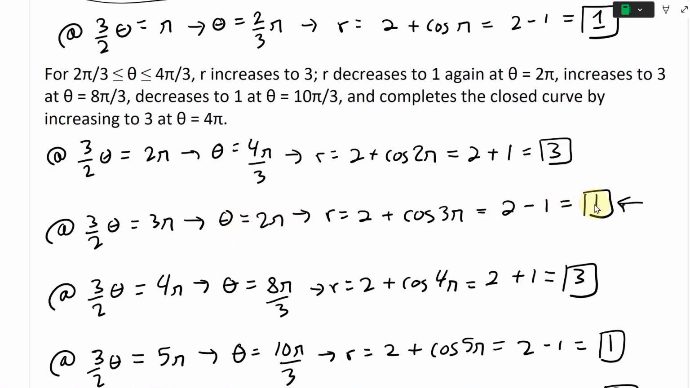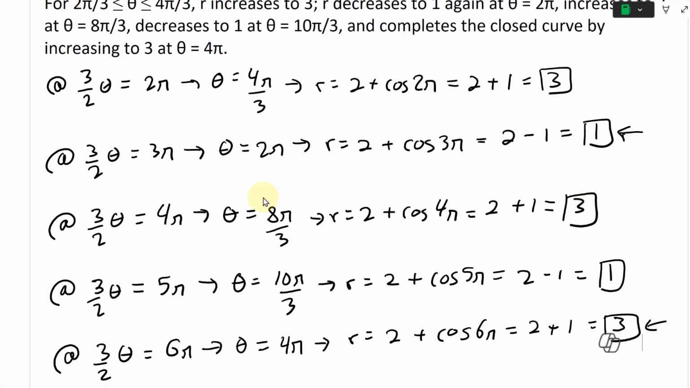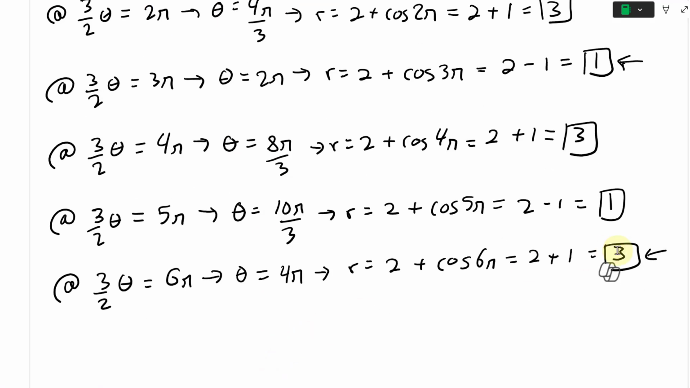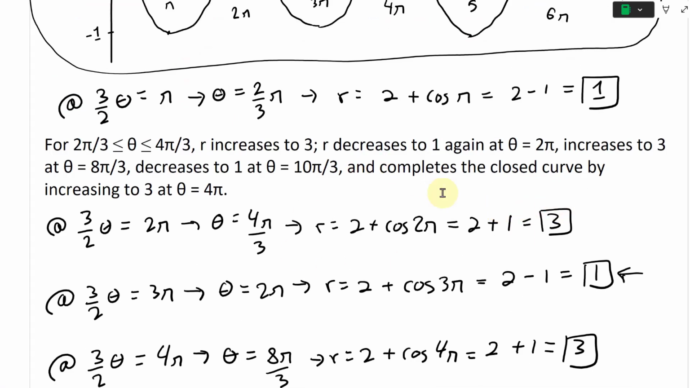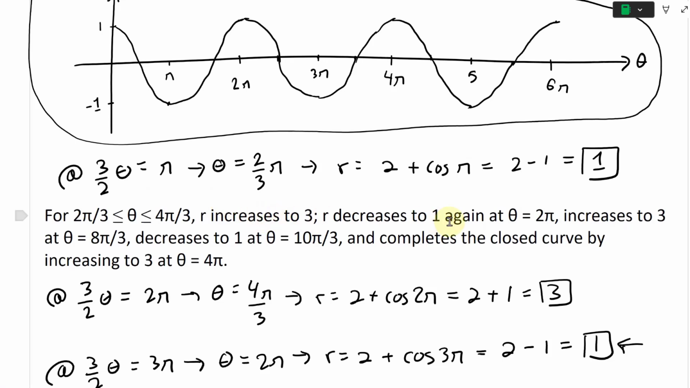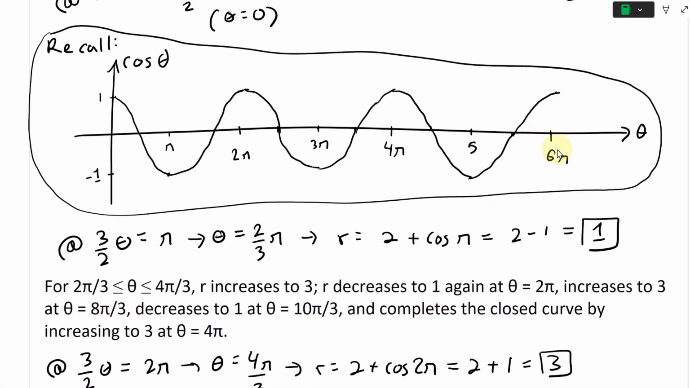We got to 1, but that's not back to where we started from. And then we go another full 360 degrees, or 2 pi radians, and we get back to 3. So now we're back, and then the next one's going to just go back to 1, 3, etc. So 2 full revolutions is equal to a full loop of this shape right there. And you can see that again, this completes the closed curve by increasing to 3 at theta equals 4 pi. And at theta equals 4 pi, we get 3 over 2.